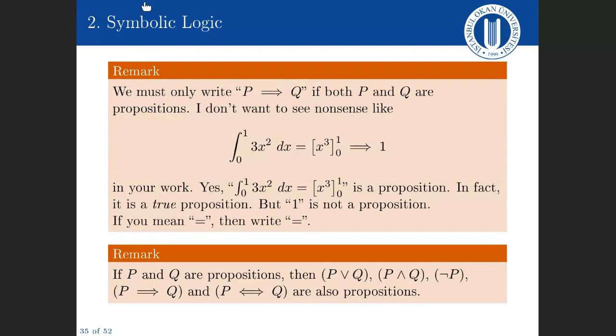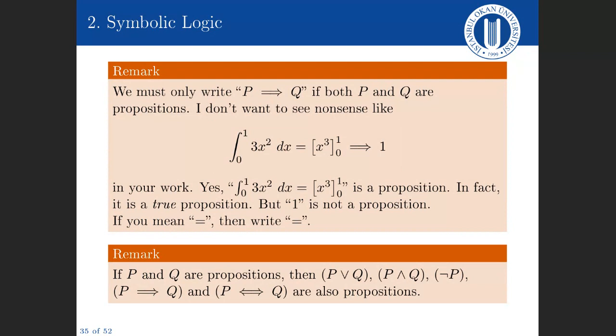Before we go on, let me remark that we can only write things like P implies Q if both P and Q are propositions. So don't write nonsense like this. The integral from 0 to 1, 3x squared dx is square bracket x cubed from 0 to 1 implies 1.